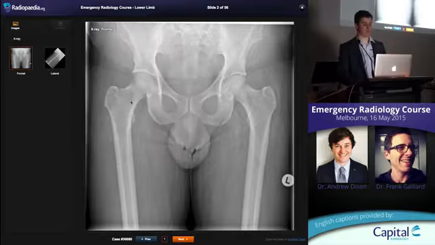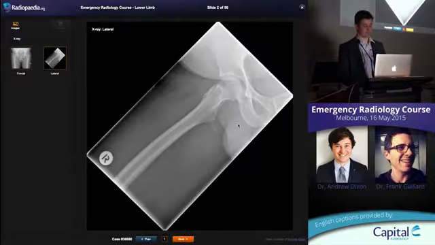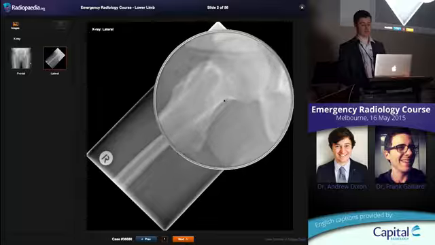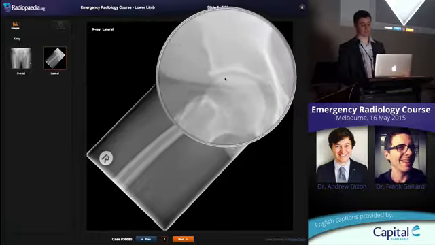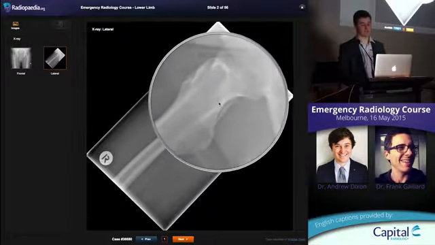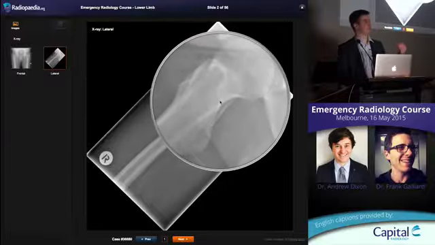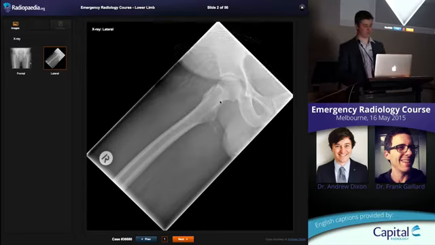The other thing to note on the lateral image is the same kind of thing. That femoral neck has a very nice curve to it. The head sits very much centred within the neck, so the neck's going from here across to here, with the head sitting very centred within that neck.